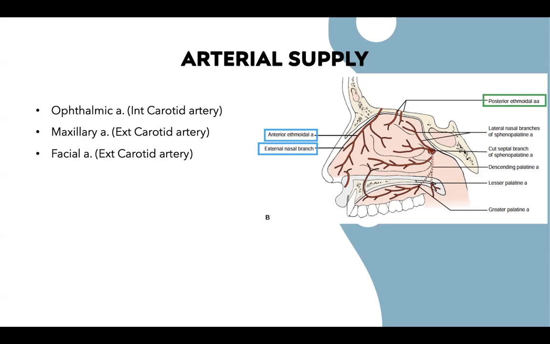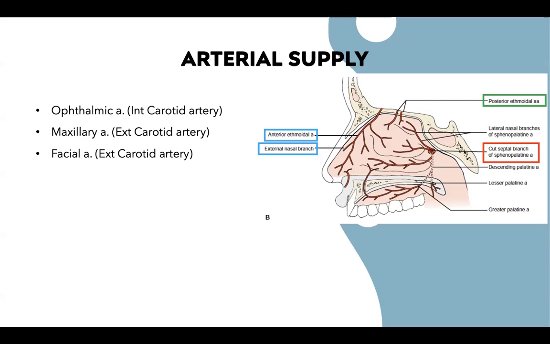Then we have the posterior ethmoid artery, again coming from the ophthalmic artery, which descends through the posterior ethmoidal foramen and supplies the posterior area of the lateral wall of the nose in the area of the superior nasal concha. It also supplies the posterior superior portion of the nasal septum. Then we have the maxillary artery, which gives off the following branches.